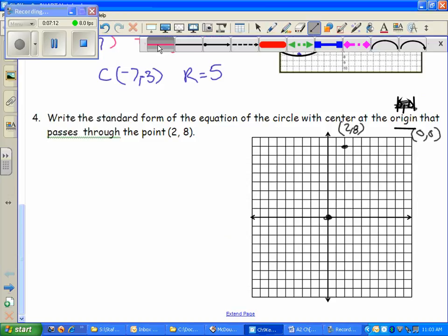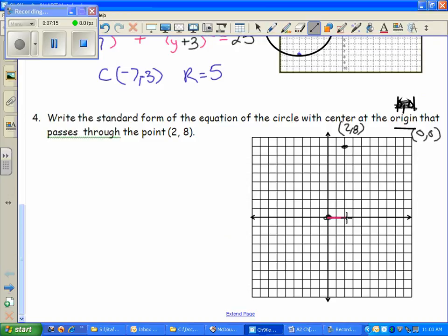And what you can do is you can figure out the radius by drawing in a right triangle here. This would be the radius, the hypotenuse. And if I know the lengths of the legs, I'm going 2 over and up 8. It's kind of like the slope stair step here. I can use a squared plus b squared equals c squared, Pythagorean theorem, to find the radius length. So 2 squared plus 8 squared equals my radius squared, so that would be 4 and 64. So 68 is the radius squared.